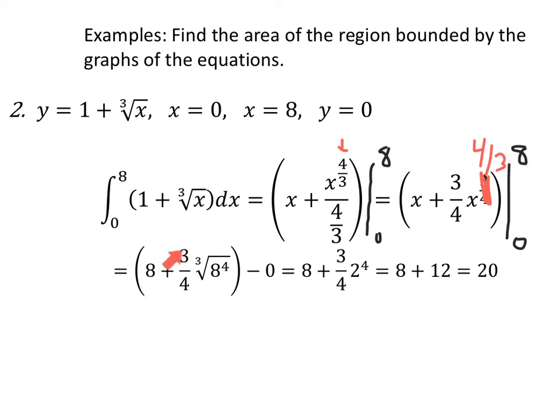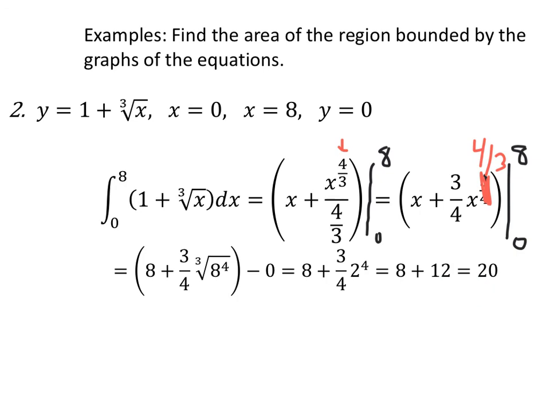Put in 8. 8 plus 3/4 of the cube root of 8 to the 4th. Minus, when I substitute 0, well, 0 is nice, it's just going to give me a 0. Oh, the cube root of 8 is 2. So the cube root of 8 to the 4th will be the same as 2 to the 4th. This is 8 plus 3/4 times 2 to the 4th. 2 to the 4th is 16. 16 divided by 4 is 4. 4 times our 3 makes 12, and 8 plus 12 makes 20.